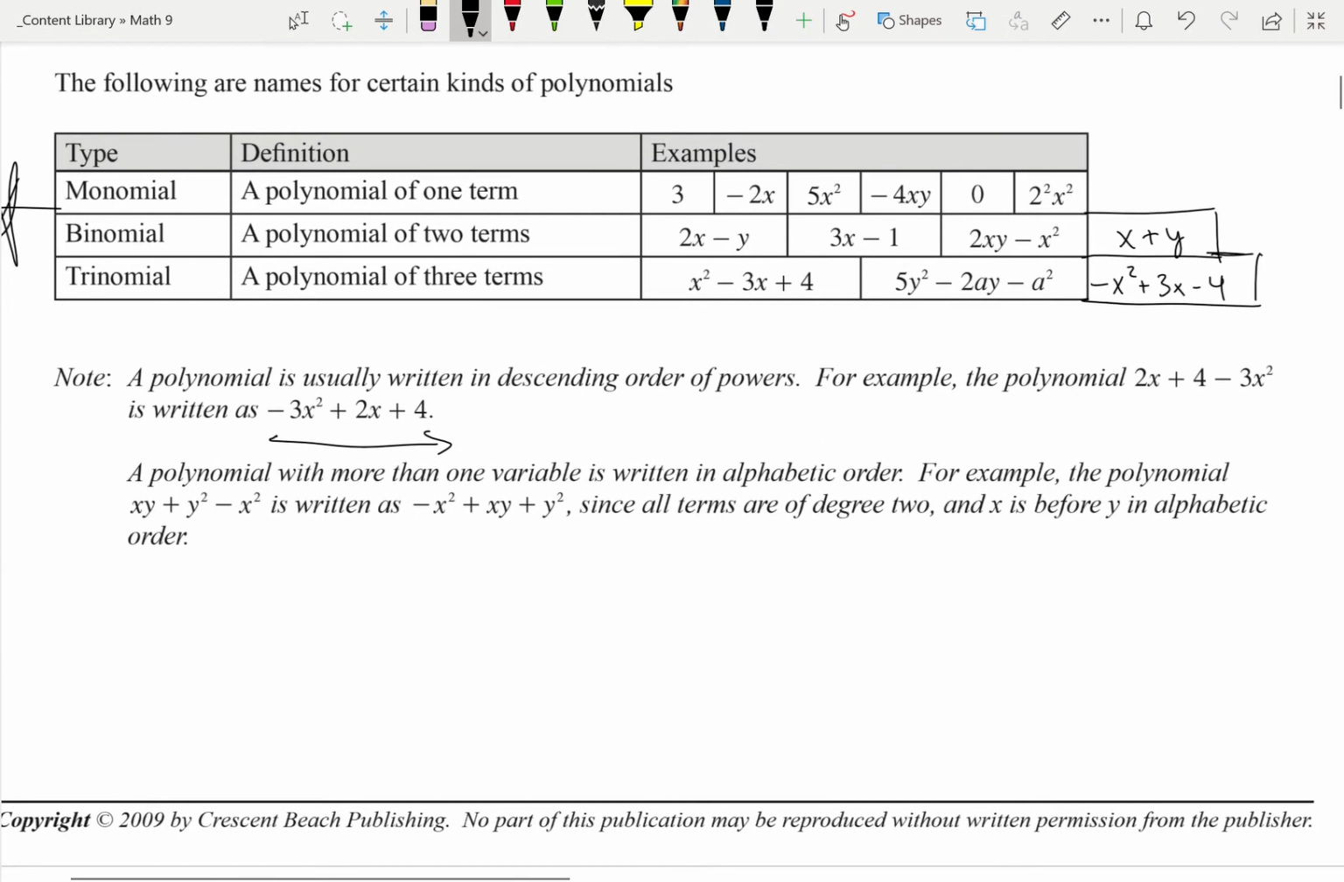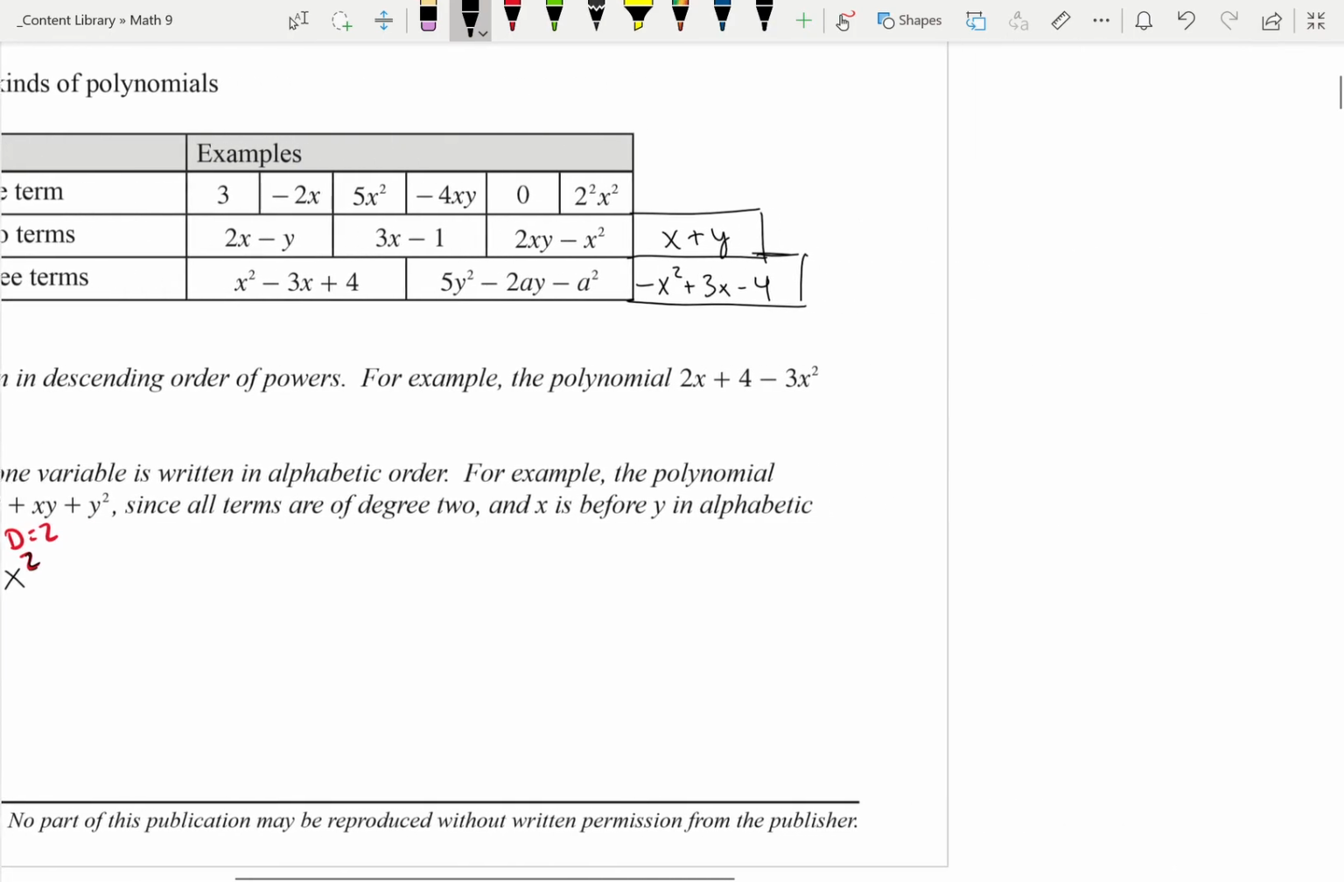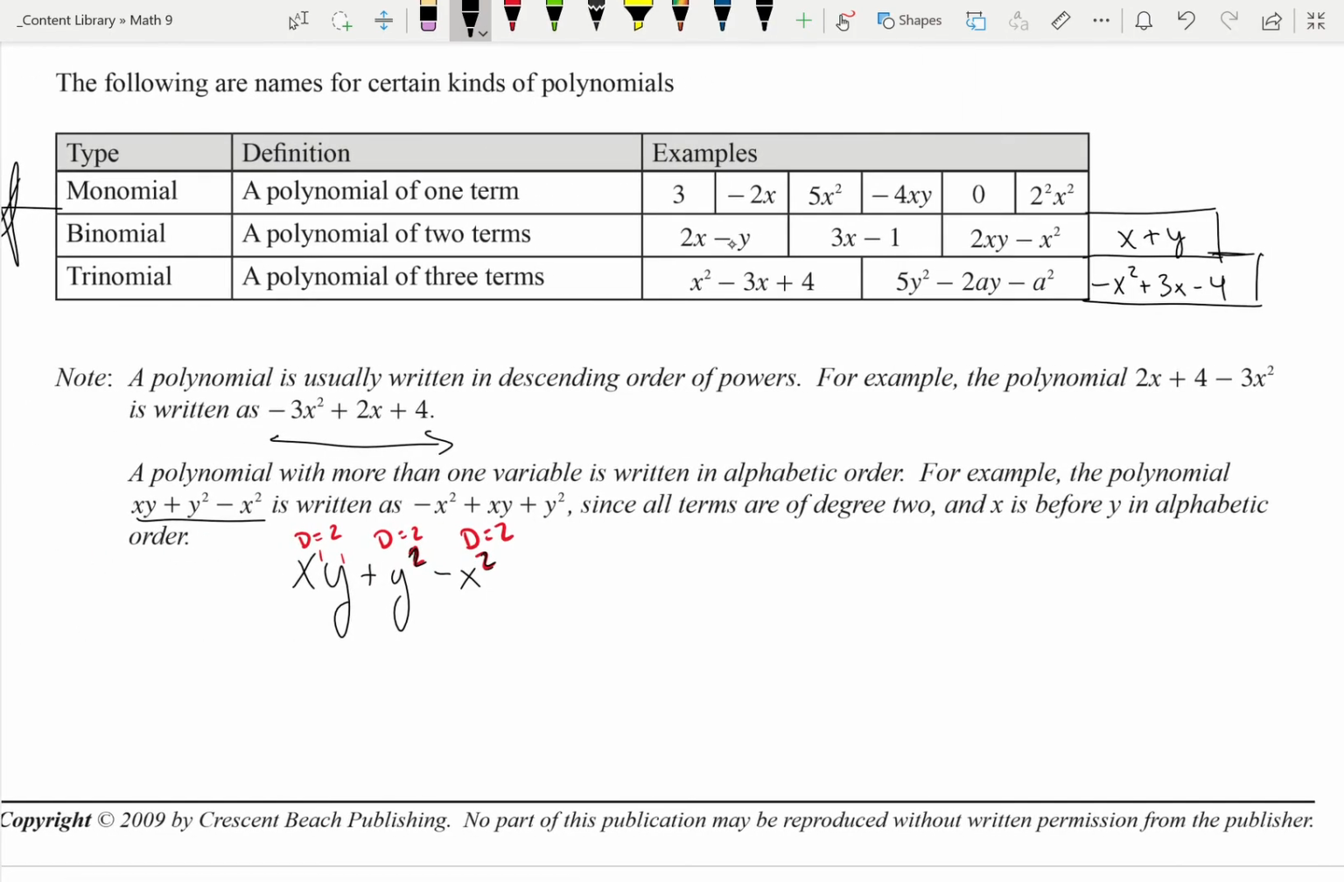But what happens if I have something like this? So I have xy plus y squared plus negative x squared. If I look at the degree of each of these, I'll say d is equal to 2, d is equal to 2, d is equal to 2. So I have 1 plus 1 here, I have 2, I've got 2. And they're all different. I have x's, I've got y's, and I've got combinations. So in this case, what do I put first?